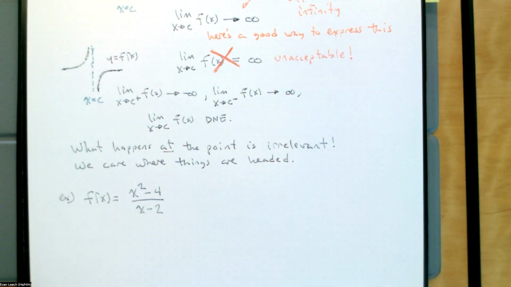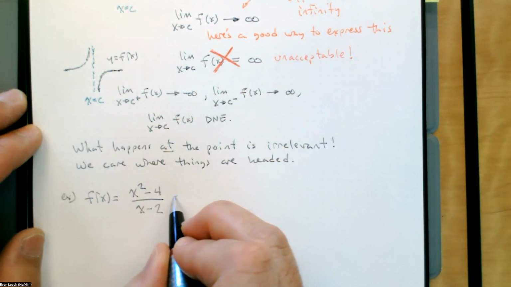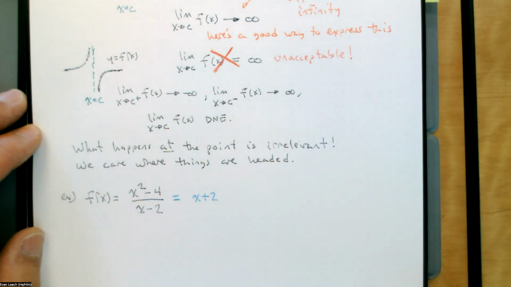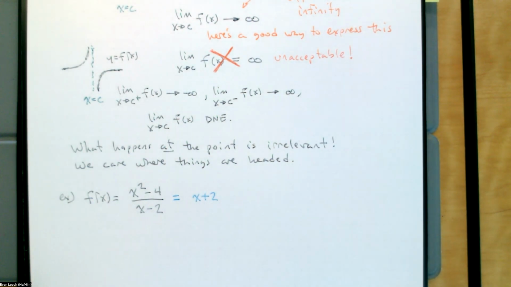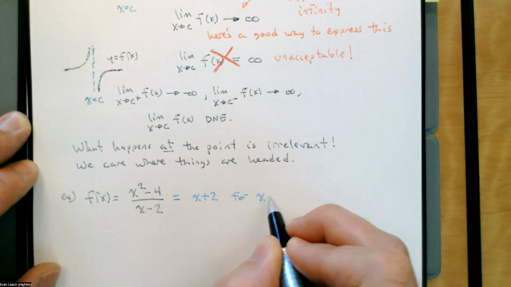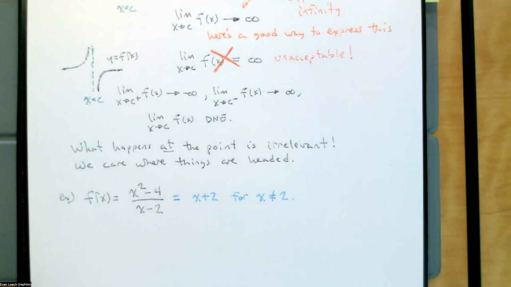This function is not defined when x equals 2, but it's got our favorite kind of discontinuity. I can simplify out the x minus 2. I can never forget that we're not allowed to plug 2 into this function. F of 2 is undefined. When we do something like, say, this is equal to x plus 2, because I can factor the numerator, this only applies when x is not 2, because f of 2 is undefined.